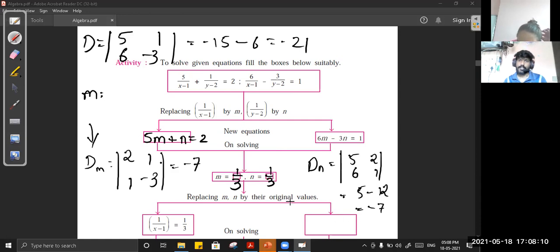How? Dn is also minus 7, right? This is also minus 7. So that is what I was asking. You will have to do D, Dx, Dy again. No, I will not have to do it. You can do it over. So it is 1 upon 3.